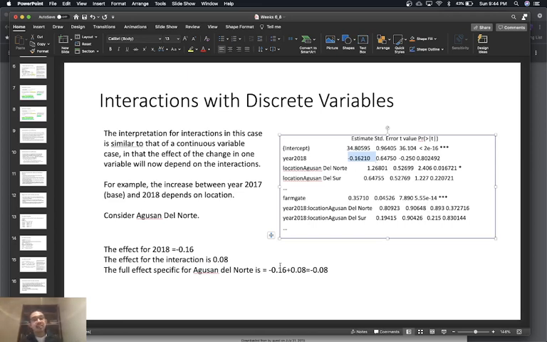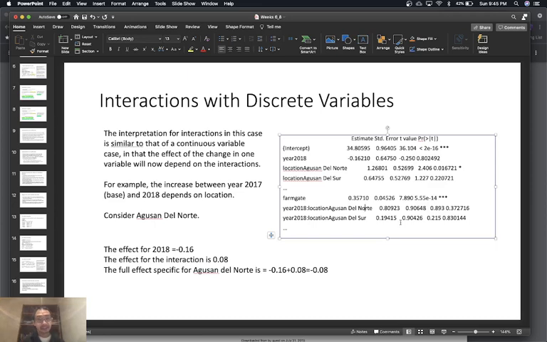And the effect of the interaction is 0.08. And the full specific effect for Agusan del Norte is 0.08 because it's 0.16 plus 0.08. So that is the computed full effect for Agusan del Norte. Of course, because the interaction itself is not significant, then you could say, statistically speaking, that there is no difference between the price difference over 2017-2018 of Agusan del Norte and Abra, right?